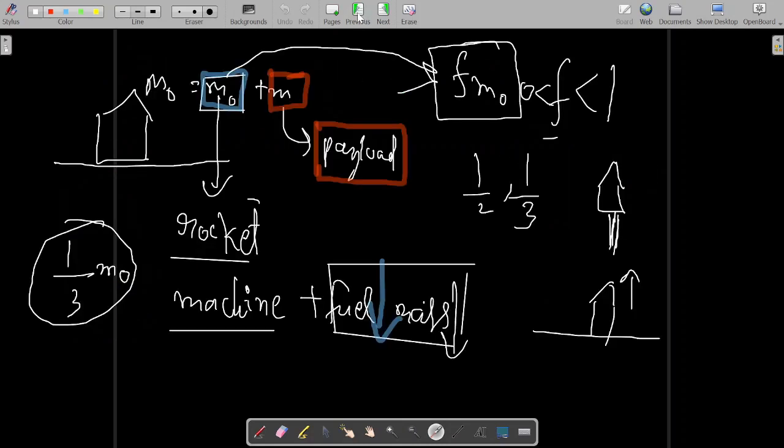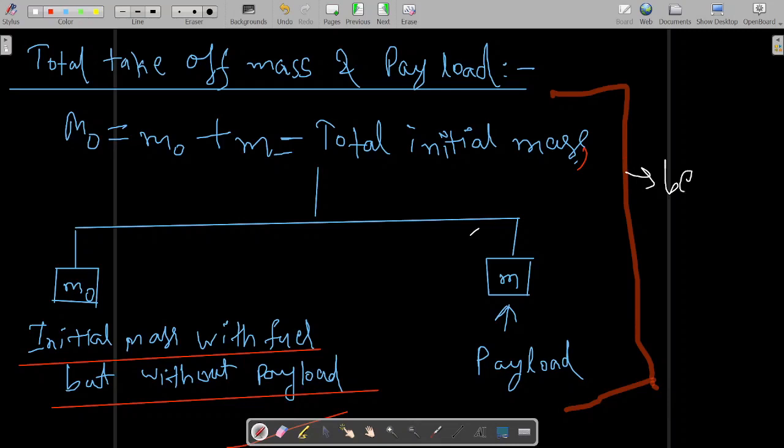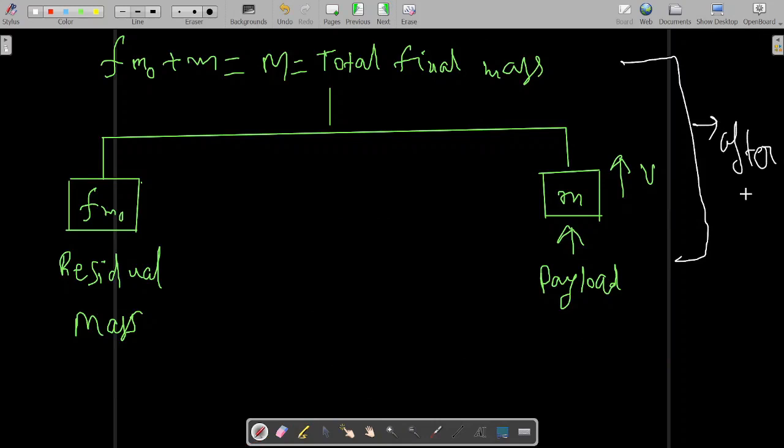So this is after takeoff. This particular situation is before takeoff, before takeoff of the rocket. And this particular condition is after takeoff of the rocket.